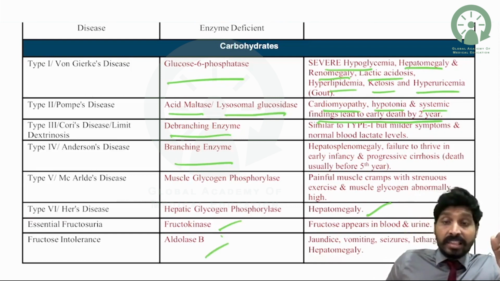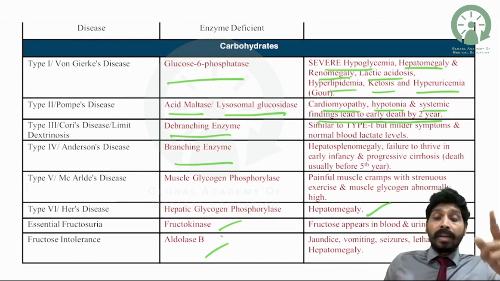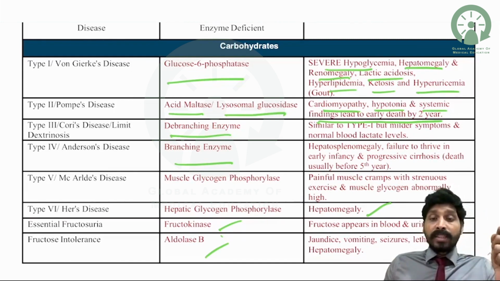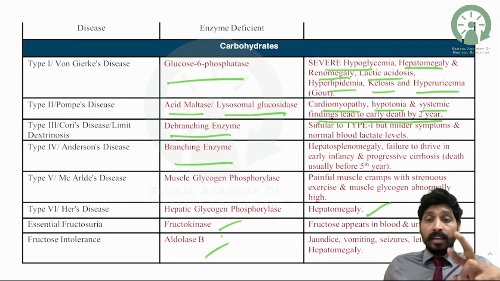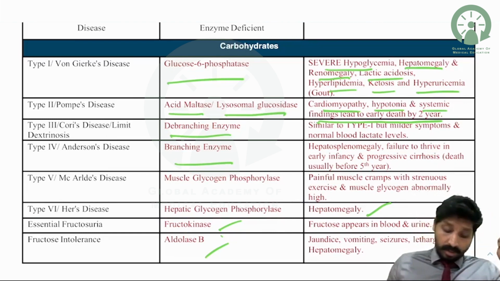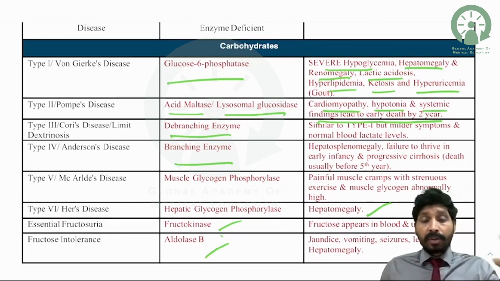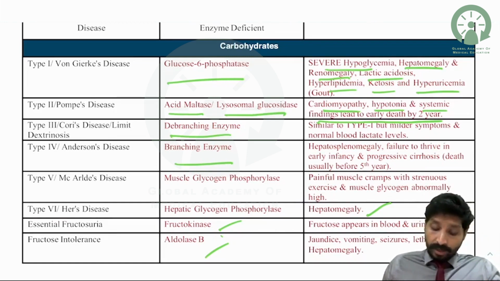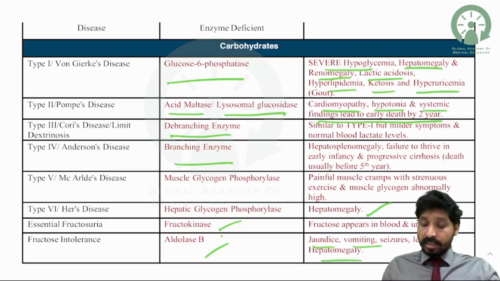Aldolase A you can see in glycolysis, where fructose 1,6-bisphosphate will be split into dihydroxyacetone phosphate and glyceraldehyde 3-phosphate. Right. So aldolase B you can see in fructose metabolism, where it cannot be converted into another form, so it leads to jaundice, vomiting, seizures, lethargy, and hepatomegaly.